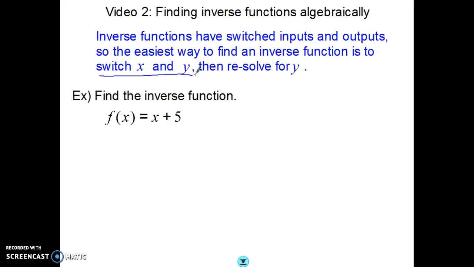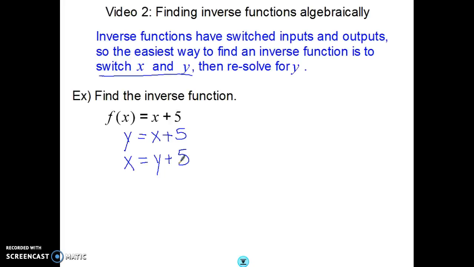So if we look at a real example that we can pretty much already know the answer to, right? How do you undo adding 5? You subtract 5. We can kind of do a proof of concept here. So the first thing I'm going to do is replace f of x with y, just to use some simpler notation. And then, like it says in the steps up there, we will swap x and y. So instead of y equals x plus 5, we'll have x equals y plus 5.